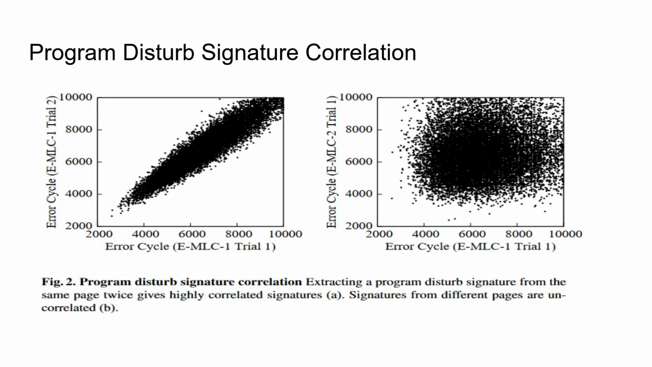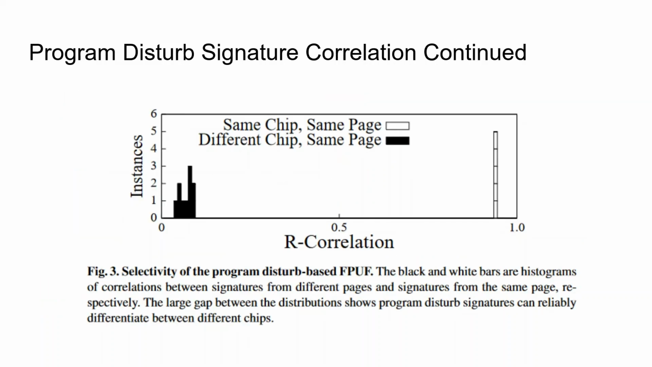For most of the use cases stated previously in this presentation, such as identifying counterfeit devices and device authentication, this is acceptable. However, if one needs to use a random number generator, this would not be acceptable due to high correlation between numbers created on the same device. This chart further expands on these correlations by testing with a larger number of devices. The white bars represent the correlation of signatures from the same page, while the black bars represent the correlation of signatures from different pages. This confirms the results that were previously stated.